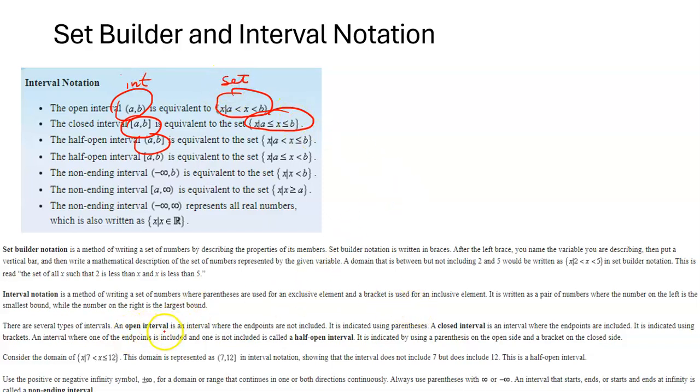And then it talks about open interval where the endpoints are not included. That's where you have the parentheses. And then closed interval where the endpoints are included. This is where you have brackets. And then you have the half open, half closed. There is an example here of the domain of x, where x is between 7 and 12. It includes 12, but it doesn't include 7. That's right here if you're looking. And that's a half open interval. The positive or negative infinity symbol for domain or range means it goes on forever in one or two directions, either the positive or negative direction.